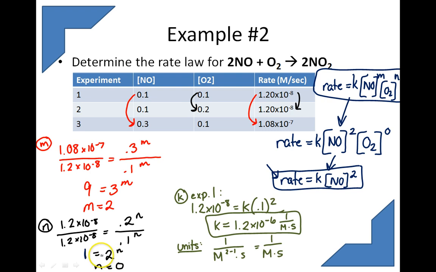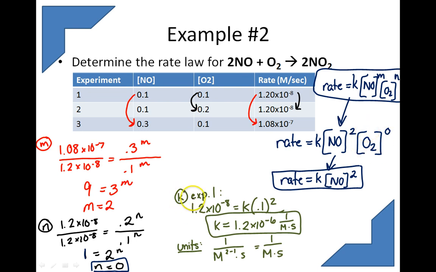And the concentration of O2 has doubled. So 2 to what power gives you 1? Remember from math that anything to the 0 power gives you 1. So that would be an example of a 0 order reaction, meaning that that chemical actually does not affect the rate. And in the mechanism screencast, you'll see why that might occur. So plugging that in, your rate law expression would just be rate equals K times NO squared. You don't have to include the 0 order O2.